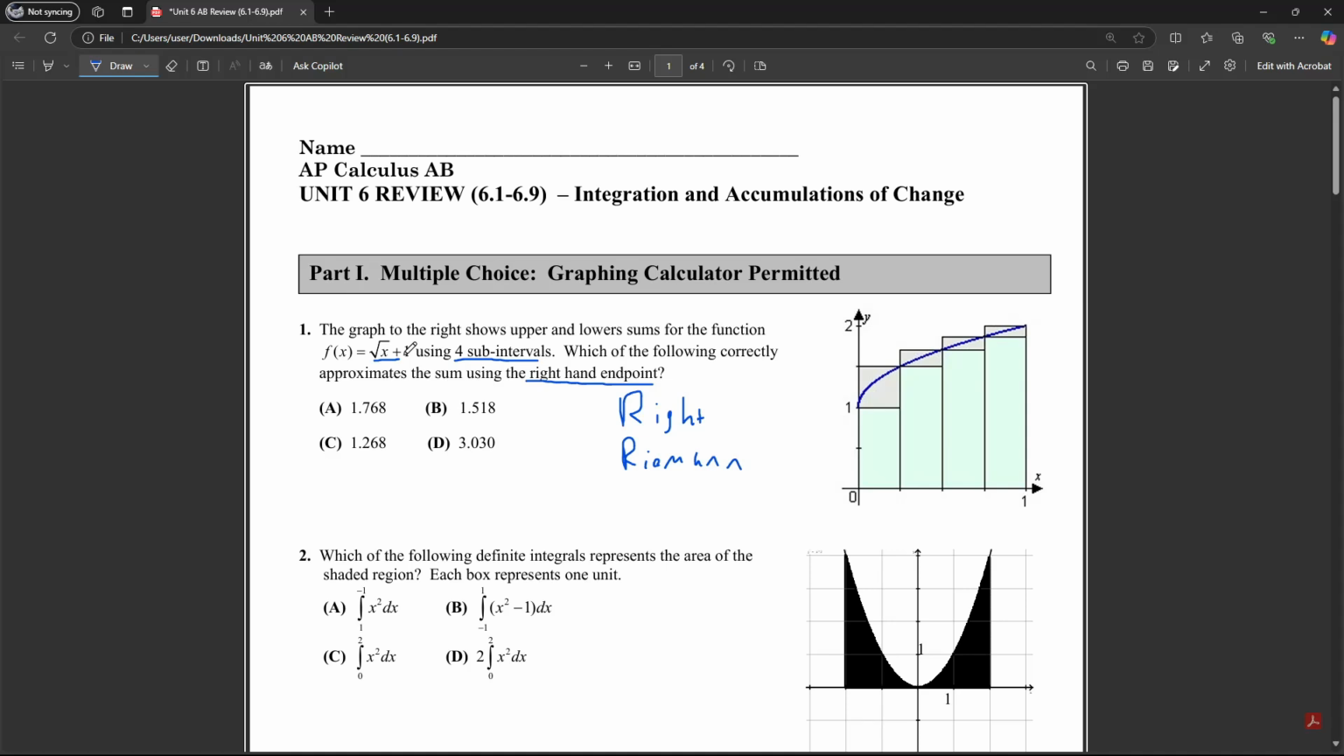You're gonna press enter. Alright, so your A is gonna be your starting point. So we start at 0, we'll put 0, and then our B is gonna be our end point, so we end at 1, and then for the number of subintervals, we'll put 4. Press enter, it'll give us left, mid, right Riemann sum, and we're finding right. So it says 1.768 should be the answer, so that's number 1.